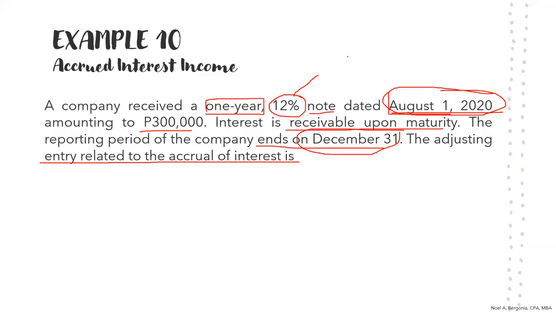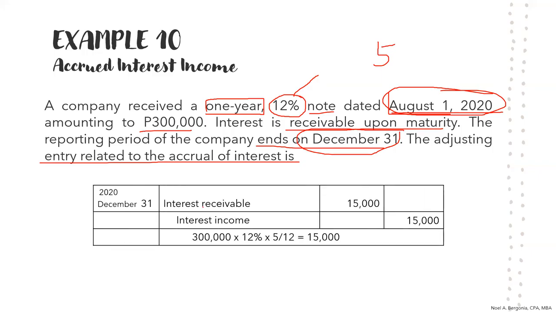That is August, September, October, November, December, 5 months na ang nakalipas. Okay, so kung 5 months yon, here is the computation. 300,000 is the principal times the annual interest rate of 12% times the 5 months over 12. So that is 15,000. Okay, so 15,000 na po yung na-earn natin na interest.